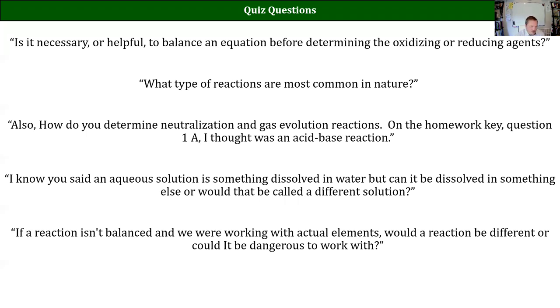Somebody asked about whether or not we need to determine the oxidizing agent or reducing agent if we need the reaction to be balanced first. The answer is, if we just want to know whether something's being oxidized or reduced, we do not need a balanced reaction. All we really need is to have the right compounds before and after. So making sure you have the right formulas before and after is important. But just knowing what the compounds are, not how many of each you need to make it balanced, is enough to figure out whether something is a redox reaction or what's being oxidized or reduced.